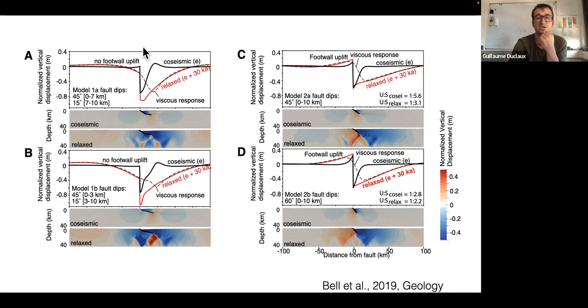Most of the uplift is happening on the hanging wall of the system here, like if you had a ramp and you create a kind of an anticline, which is formed at the end. So it didn't really reproduce some of the features that we see. We tried with an even shallower, low-angle normal fault, and it was even worse. Even after relaxation, after the viscous response, everything should be sinking.